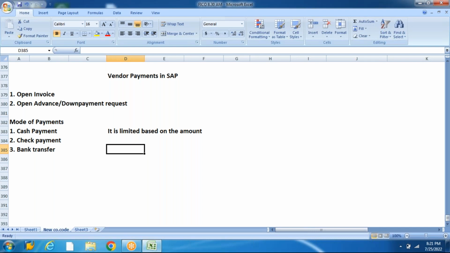Now, any other mode of payment you normally think of apart from these three, or only these three? Most probably these three will be used nowadays. Usually only these three are used. Cash is very rarely used. Hardly 10% of your vendor payments may be cash payment. The remaining 90 plus percent of your payments are either check payment or bank transfer. In short, it is a bank payment.